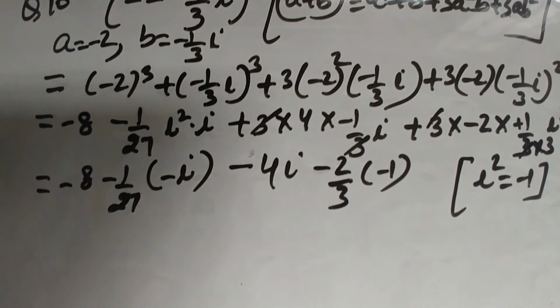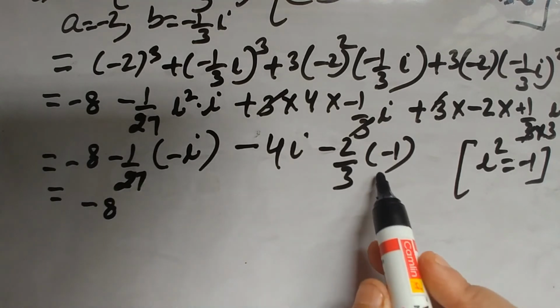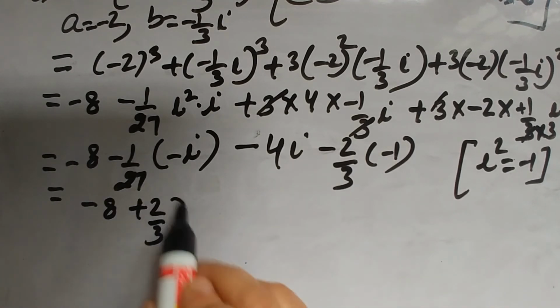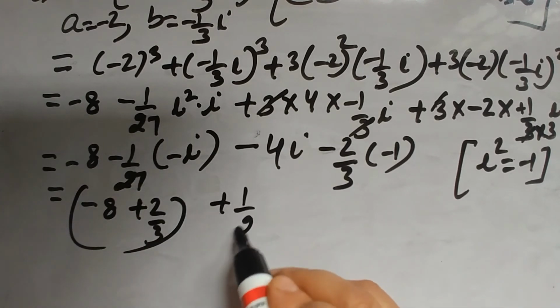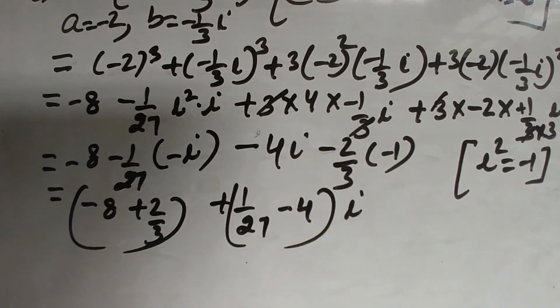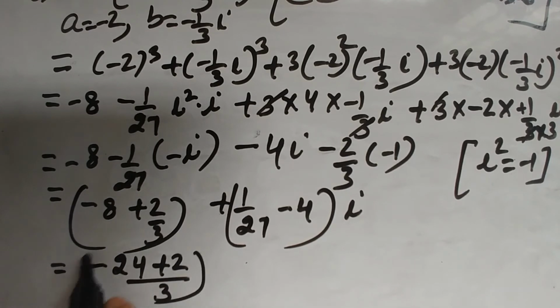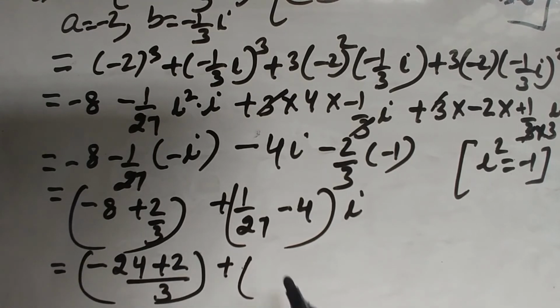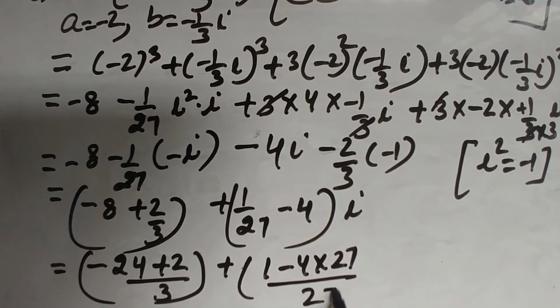Okay, so this way you will get the real terms as minus 8 by 3, and this is plus 2 by 3, and this is plus 1 by 27 and minus 4 iota. Okay, I have arranged the terms. So here, after taking LCM, 24 plus 2 by 3 plus 1 minus 4 into 27 divided by 27.